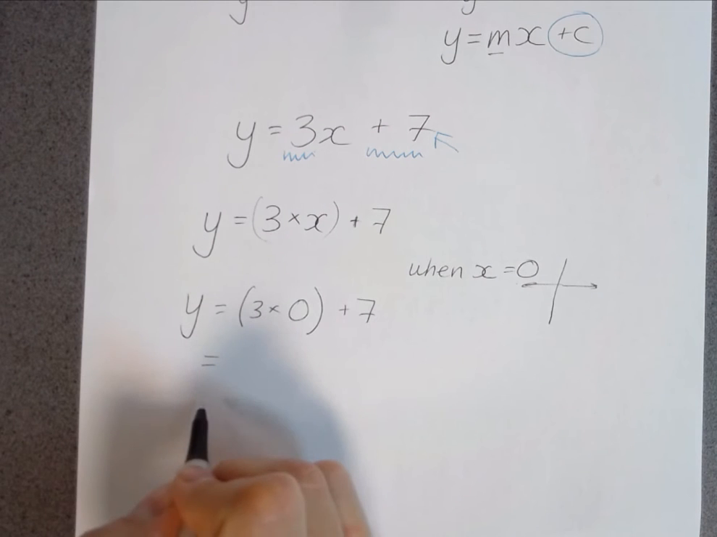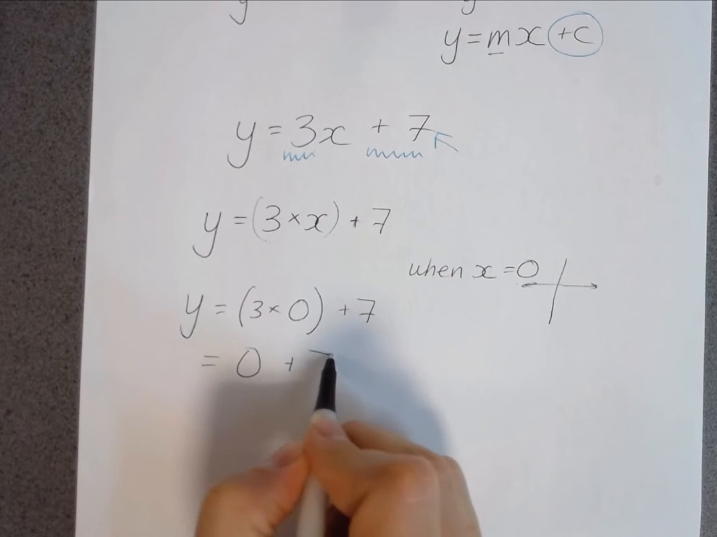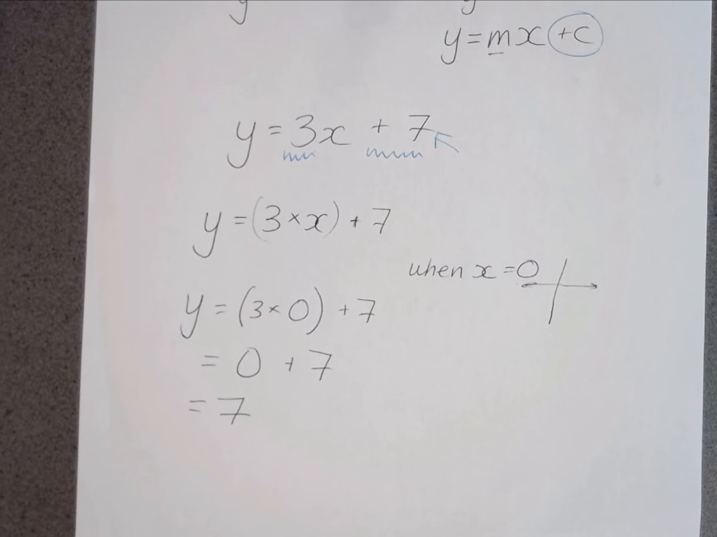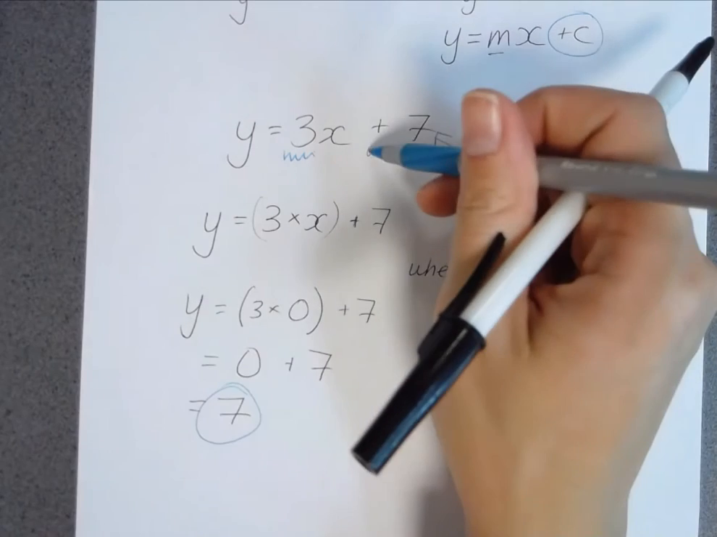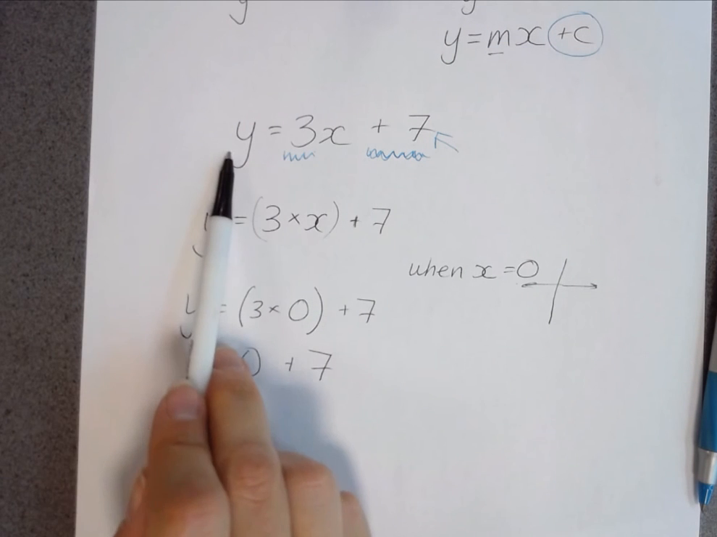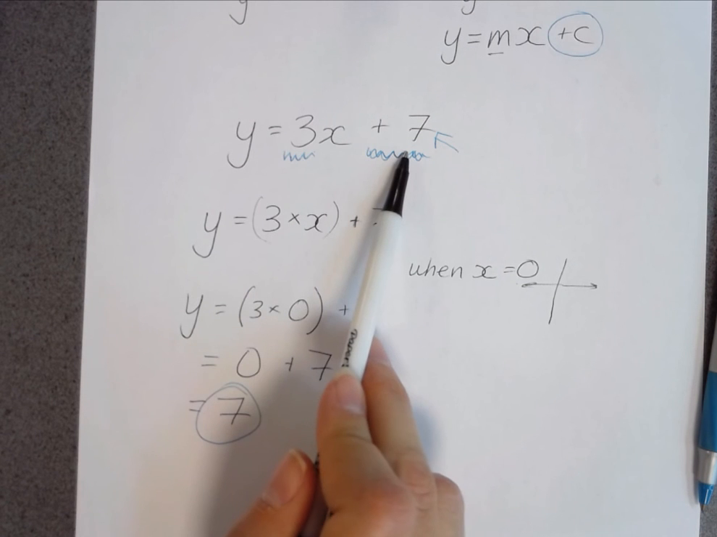3 times 0 is 0. Anything times 0 is 0. And then we're going to end up with plus 7 still there. 0 plus 7 is 7. So just like we said before, this number will relate to that one. So we can confirm that every time we see a linear equation, here's our gradient, and here is where it runs into that y-axis.